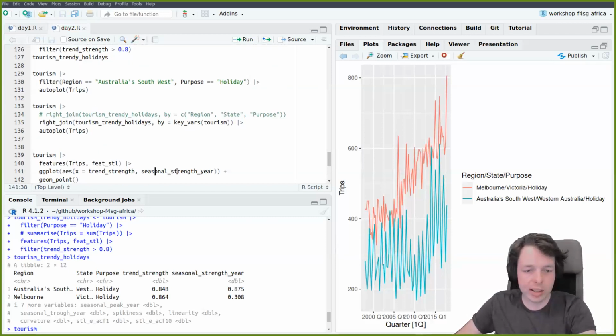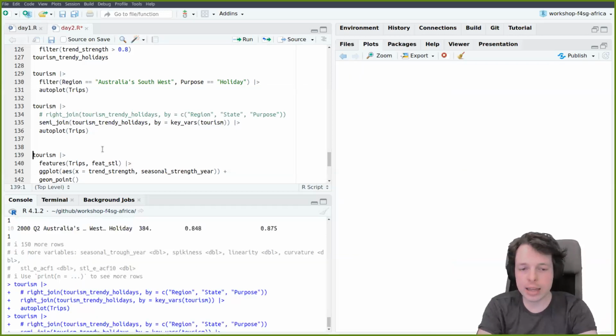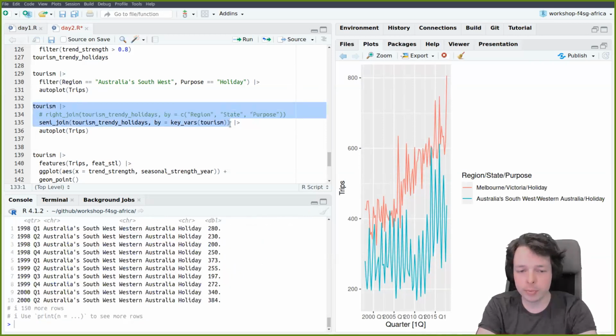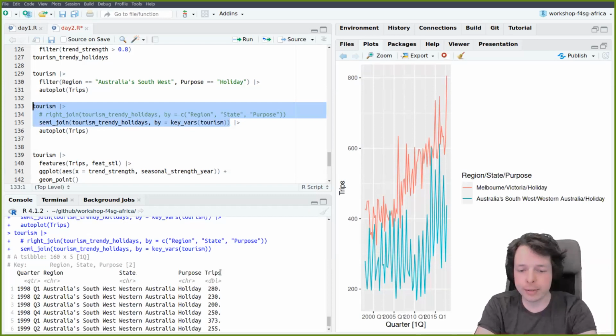The other way that I like to join two datasets is to use a semi-join. And this gives the same result. But there's a slight difference in the dataset that we're plotting. Instead of having all of the extra information, like the features that we've calculated, trend strength, seasonal strength, curvature, and so on, we now only have the rows, the columns from the tourism dataset.